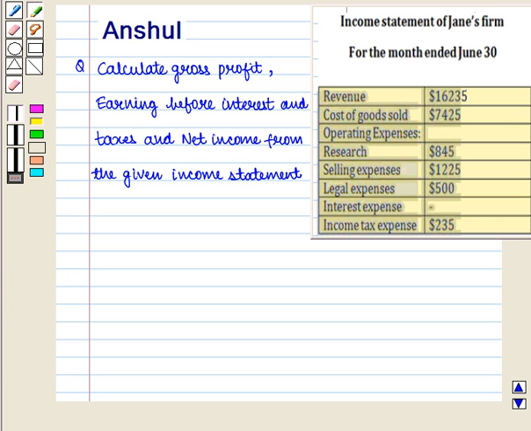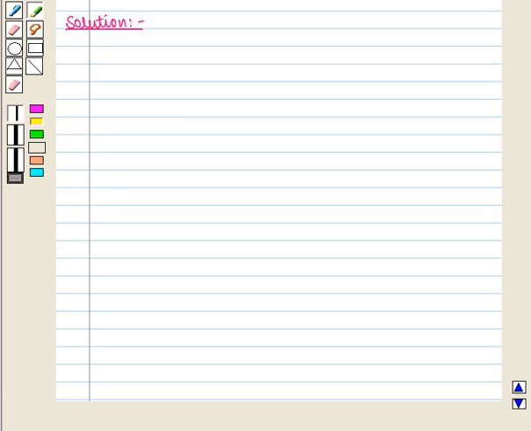In this session, we are going to discuss the following question. The question says: calculate gross profit, earning before interest and taxes, and net income from the given income statement. Let us start with the solution of the given question.